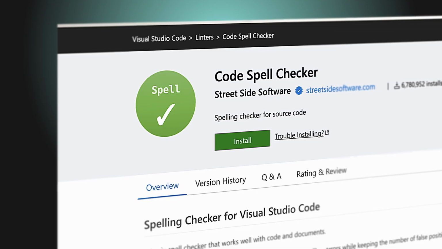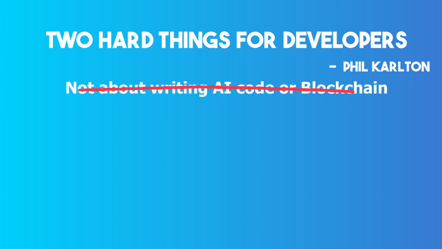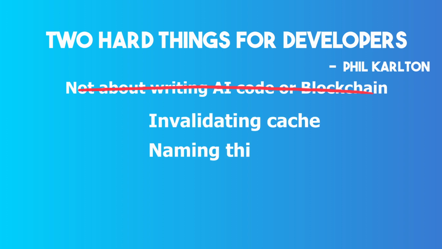The next plugin on my list is Code Spell Checker. Until now, we talked about plugins which increase your productivity. This plugin is going to be productive for you as well as your team. In the software industry, there is a famous quote which says there are two hard things for a developer. It's not about writing AI code. It's not about writing a blockchain. It's not about doing this, doing that. It is all about invalidating cache and naming things.